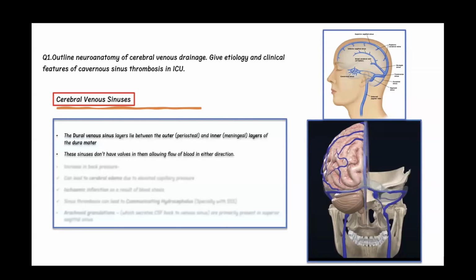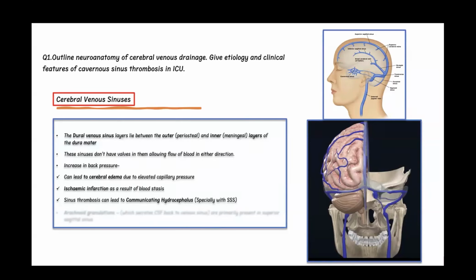We'll talk about that in the pathophysiology of this. Increased back pressure due to any cause can lead to cerebral edema due to elevated capillary pressure. So the pressure in the venous side of the brain can increase due to increased backflow, which can cause edema of the brain, and can cause ischemic infarction because of blood stasis in the brain.